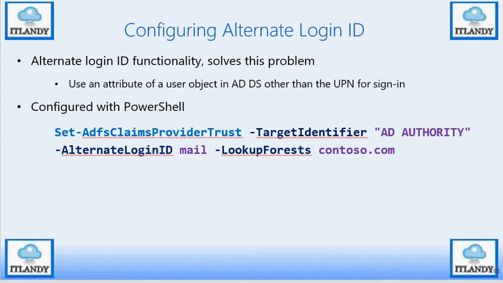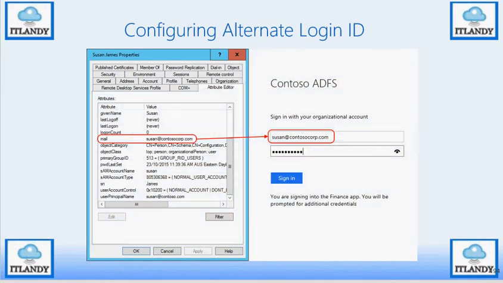Now, alternate login ID functionally solves this problem. It uses an attribute of the user object in AD other than UPN, and is configured with PowerShell, and you can see the command to target this alternate ID. Set-AdfsClaimsProviderTrust, target identifier AD, alternate login ID is mail, lookup for my forest, something like this. There you go, mail and the forest associated with it.